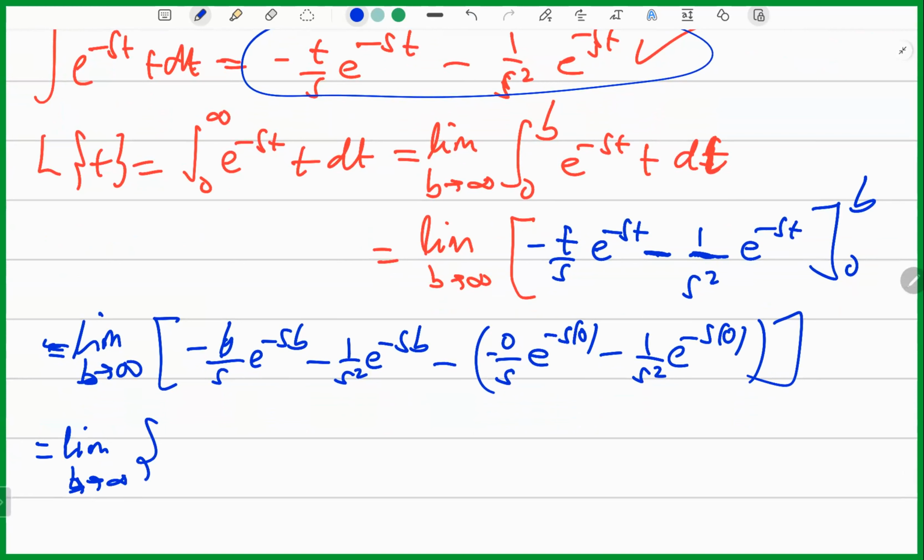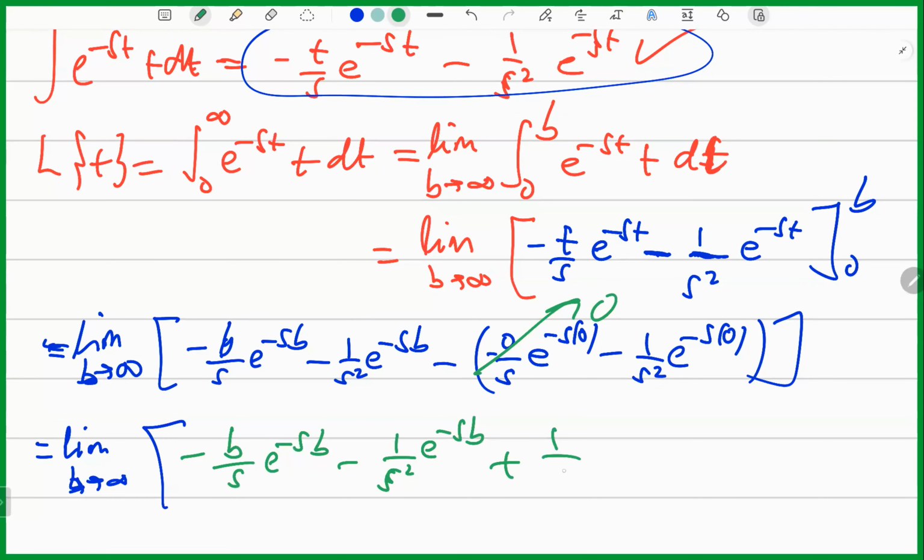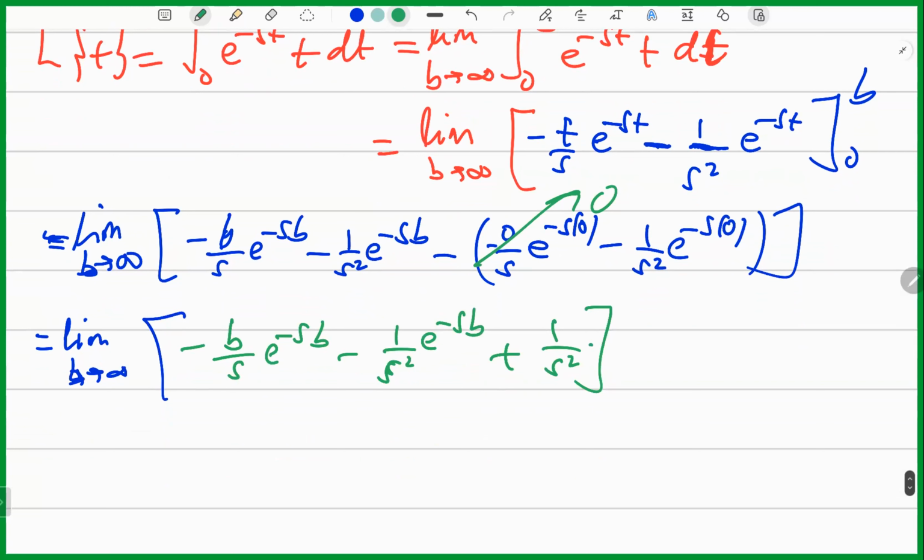Okay, so let's see now what we get. So this one would approach 0: minus b over s, e to the minus sb, minus 1 over s squared, e to the minus sb, plus 1 over s squared. And e to the minus 0 is 1, e to the 0 is 1. So anyway, you get this. You take the limit as b approaches infinity, so wherever there is b, you put infinity.